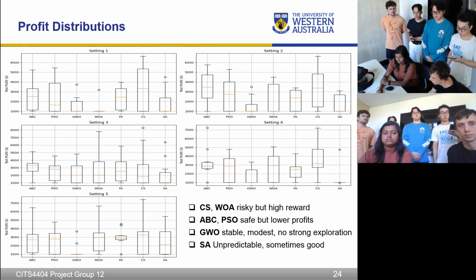These box plots show the profit distribution across optimizers. CS and WOA achieve high profits but with more variability. ABC and PSO deliver more stable but lower profit. GWO is stable but modest, lacking strong exploratory jumps. SA shows high variability, occasionally finding strong solutions but generally less consistent.